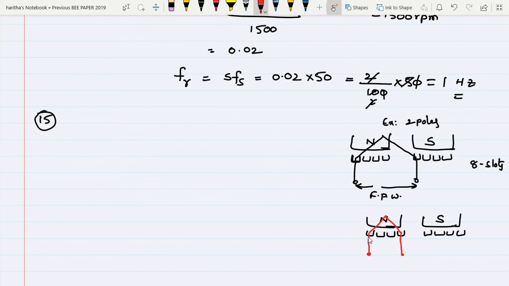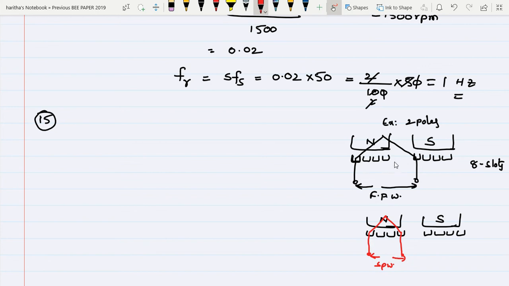One end of the winding is placed in the first slot under the north pole, and the other end of the winding is also placed under the north pole only, in the fourth slot. So this type of winding is called short pitch winding. It is not the full pitch winding. The total winding is placed under the same pole, so that indicates a short pitch winding. So how much is it short pitch from the full pitch?